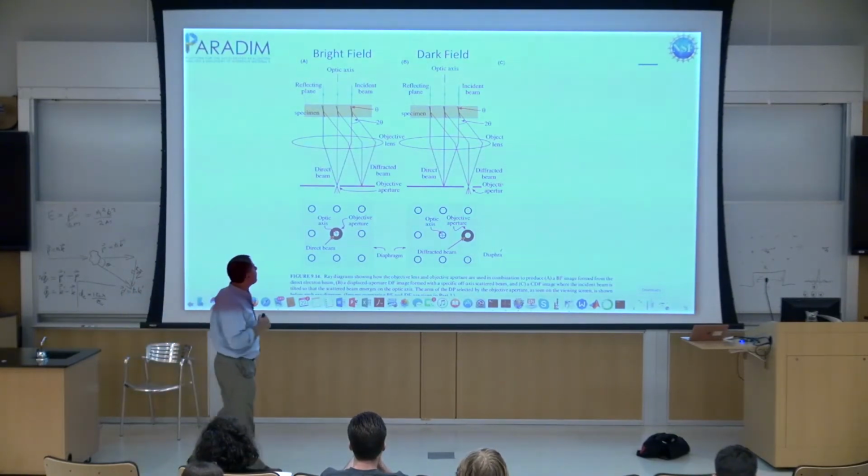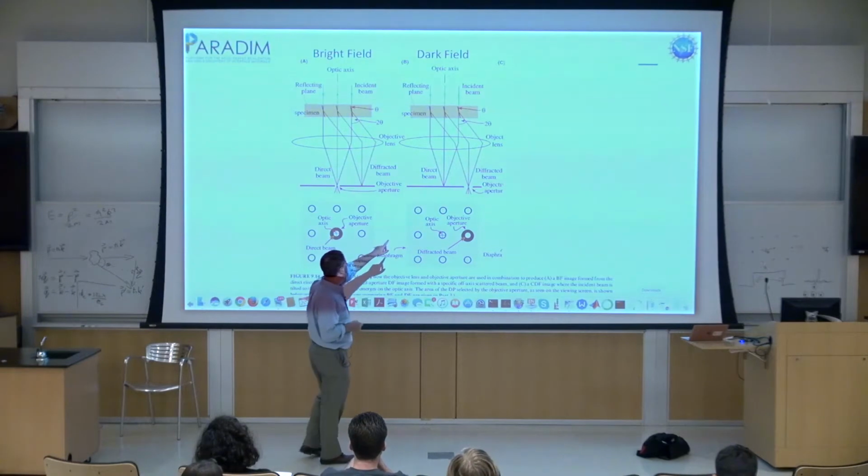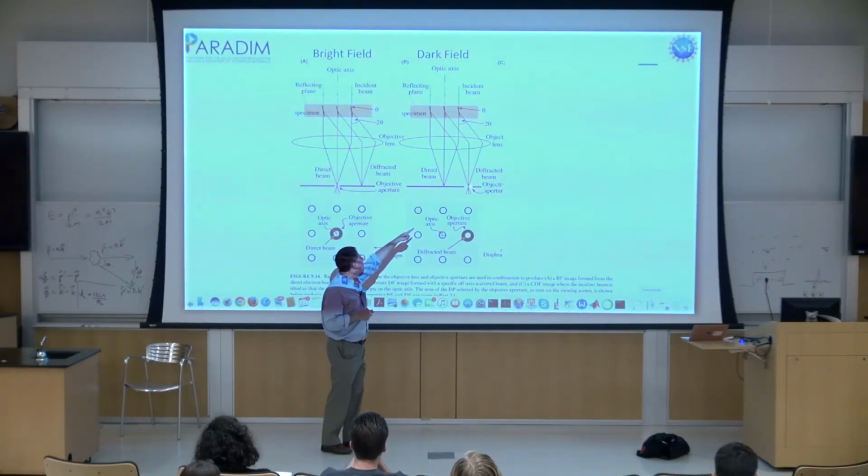So how do I fix this up? The answer is that my diffracted beam must pass through the center of the optic axis in order for it not to be shifted.